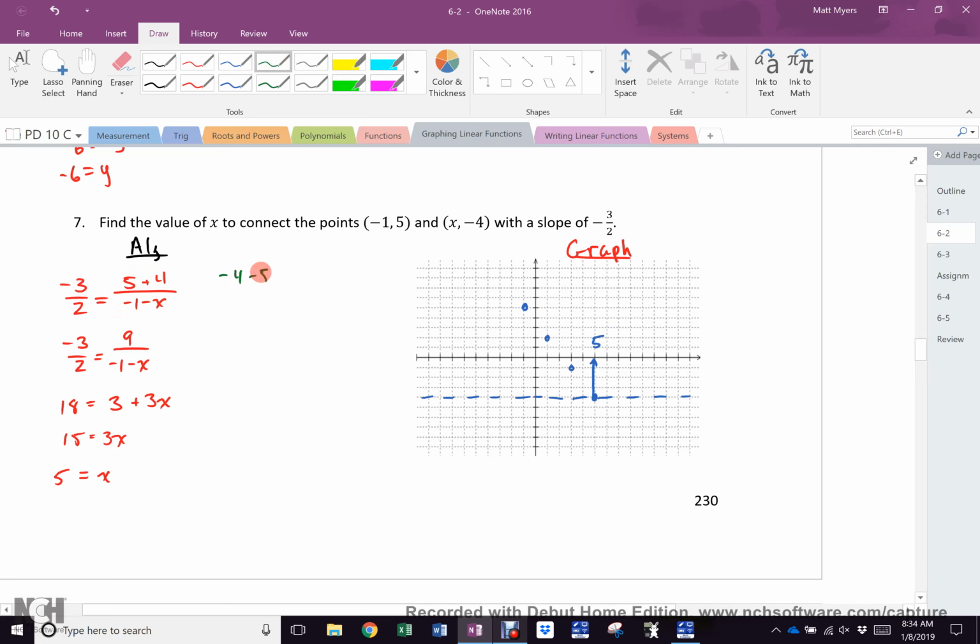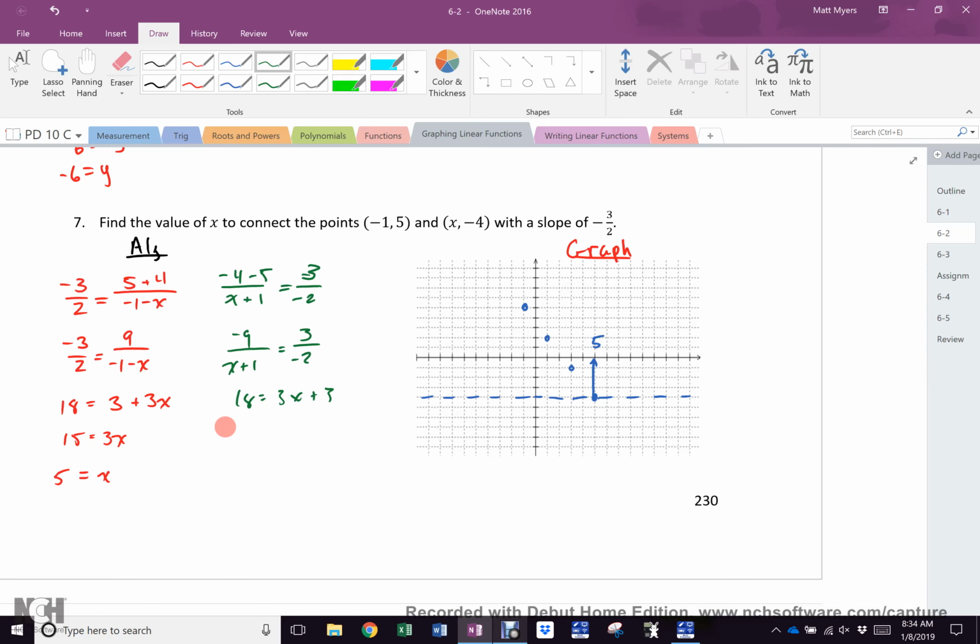negative 4 minus 5 over x plus 1 equals 3 over negative 2, which would have been negative 9 over x plus 1 equals 3 over negative 2. 18 equals 3x plus 3. And then you can see they're the same. Is everybody good?